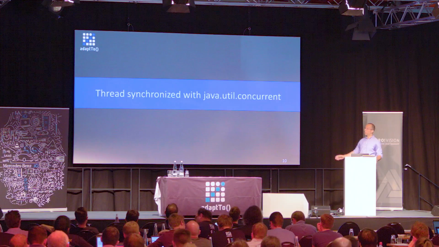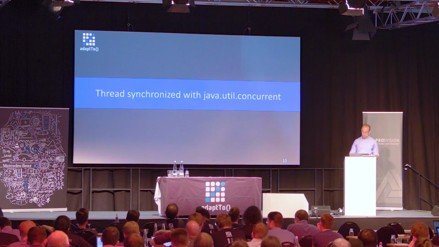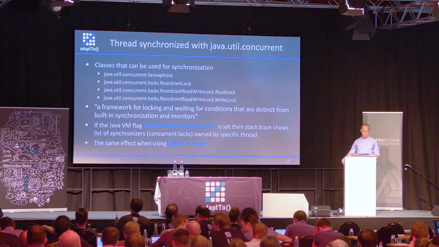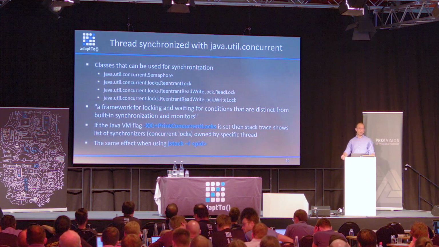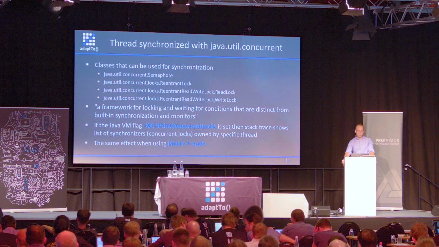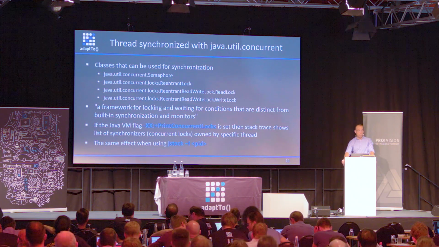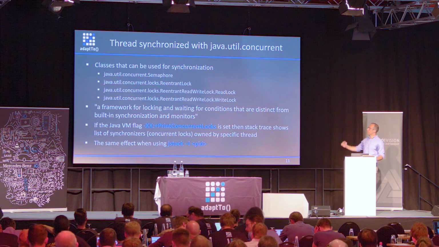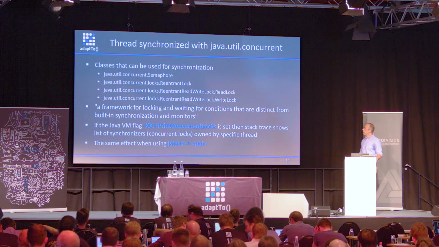Things are getting a bit more complicated when, in the code, the java.util.concurrent package is being used for synchronization purposes. In java.util.concurrent and java.util.concurrent.locks, there are a couple of utility classes that you can use for synchronization purposes. So we have a Semaphore, we have ReentrantLock, and ReentrantReadWriteLock, which has two inner classes, ReadLock and WriteLock.